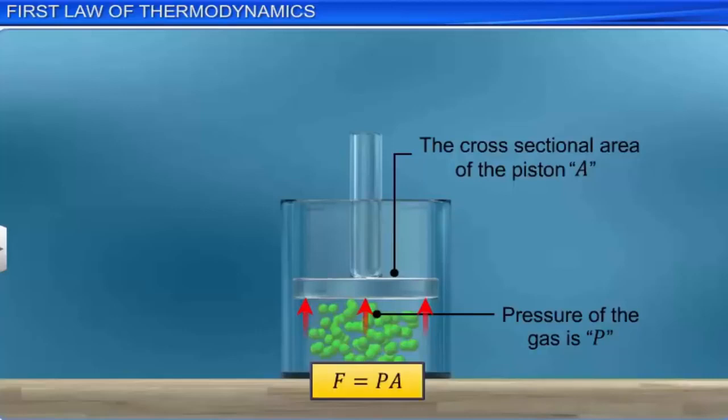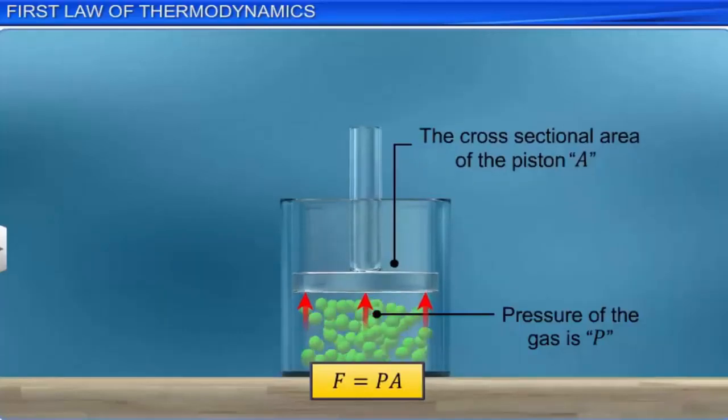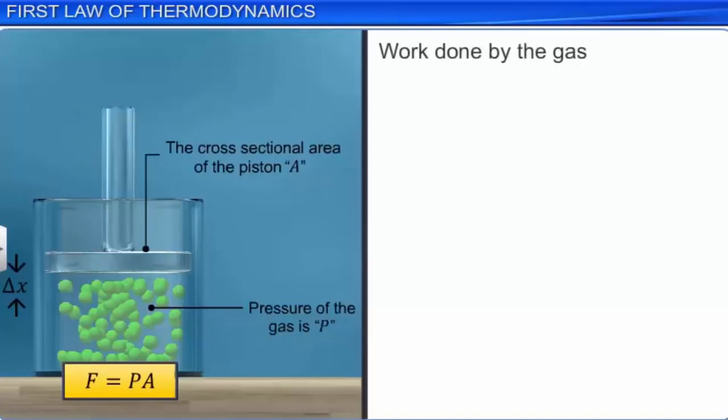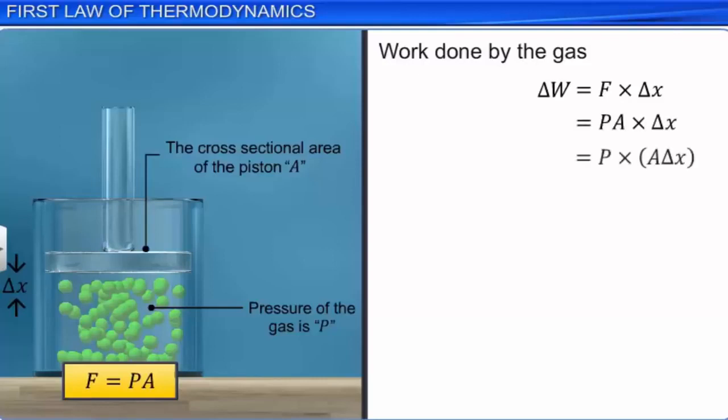If we assume that the force has pushed the piston through a small distance delta x, then the work done by the gas is denoted by delta W is equal to F into delta x, which is equal to PA into delta x or P into A delta x. But A delta x is the small change in the volume of the gas that can be denoted as delta V.